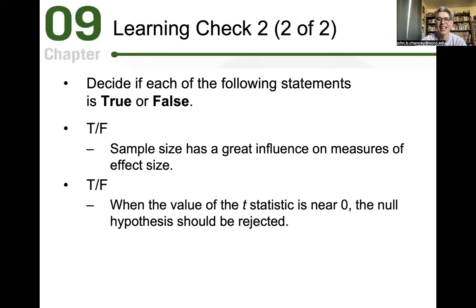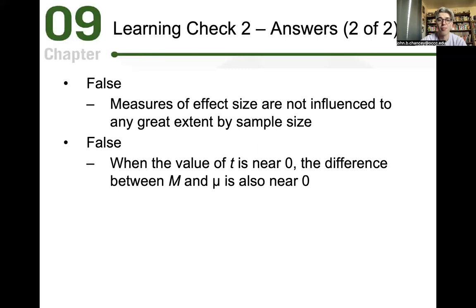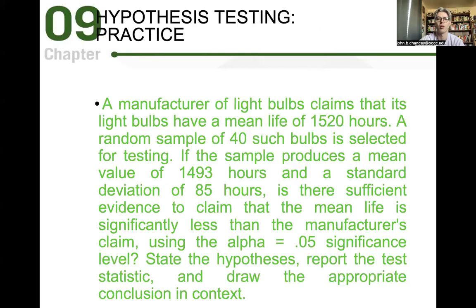Okay, hopefully you're back. First one is false. Measures of effect size are not influenced to any great extent by sample size. That's one of the convenient things about these measures. They're not influenced by sample size. And the second option is also false. When the value of t is near zero, the difference between our sample mean and the population mean is also near zero.